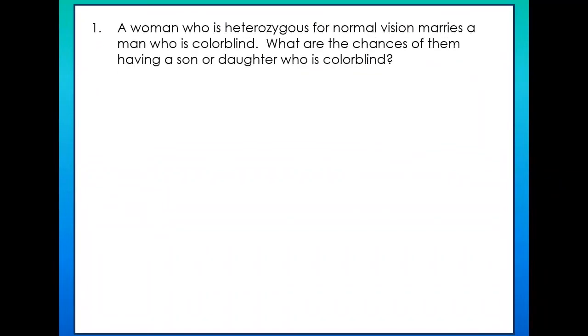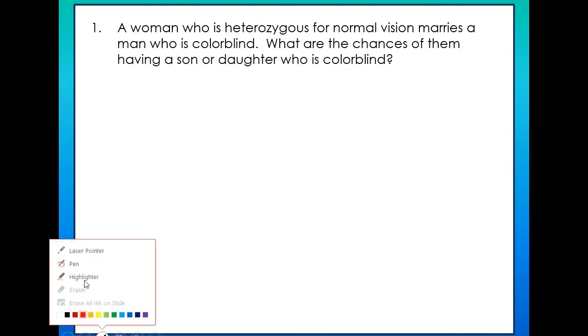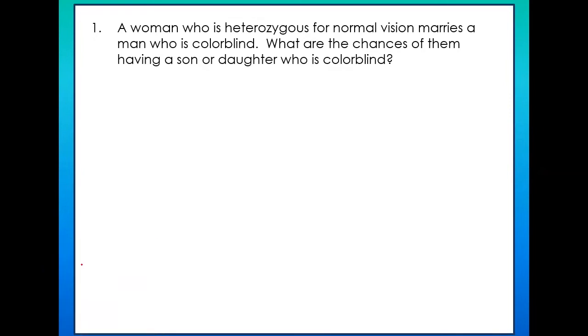So here, a woman who is heterozygous for normal vision marries a man who is colorblind. What are the chances of them having a son or daughter who is colorblind? Now we are asked to identify the probability for both parents to have a son or daughter who is colorblind. Now, let me use my pen here to show you the solution for this part. Now, the trait that we're talking about here is vision. So let's note it. The trait is vision.